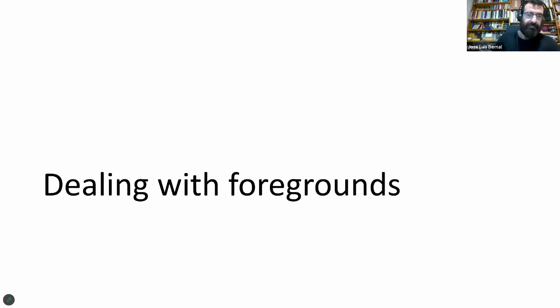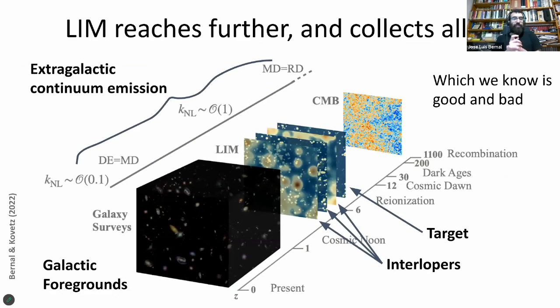I'm going to discuss a bit how to deal with the foregrounds. Because, yes, intensity mapping reaches further and collects all the emission, but that also means it collects all the garbage along the line of sight that we are not that interested in. And that, for us, is mainly three different things beyond our target emission. First of all, we're going to have extragalactic continuum emission that we need to remove in order to be left only with emission lines that we are interested in.